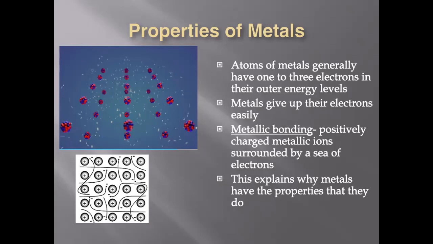And that's what we get as electricity. That's what metallic bonding represents. So we have the positively charged nucleus, which is around a sea of electrons. And the white specks are electrons.